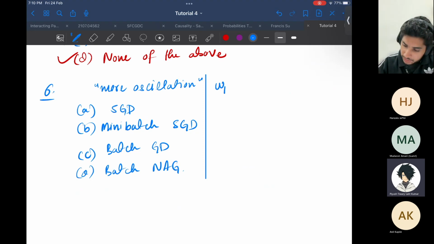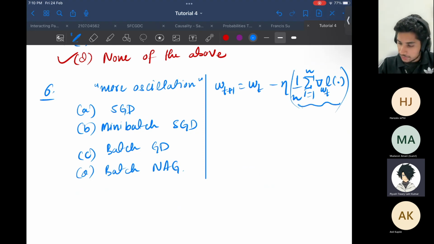So ideally, what we want is that Wt plus 1 is equal to Wt minus some eta times the sum of the gradients of the loss function with respect to Wt, where the sum is over i equal to 1 to n, and we divide this by 1 by n. Okay. So this is the full gradient. So what does this mean? Maybe I will erase this because I think it has not been taught yet.